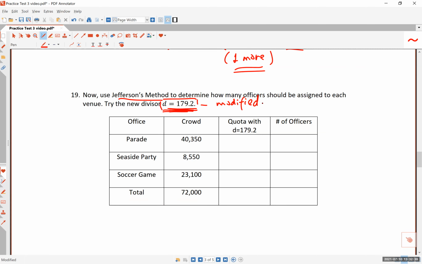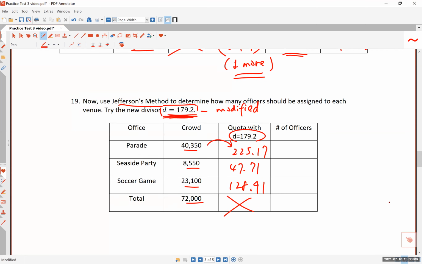And that would be 179.2. So what am I doing? I'm dividing each of these numbers by 179.2. And the answer here would be 225.17. Okay, and then this next one will be 47.71 and then 128.91. This doesn't matter because that is meaningless.